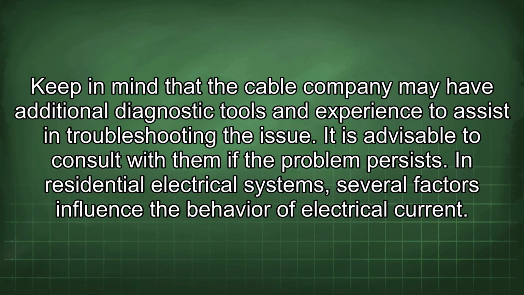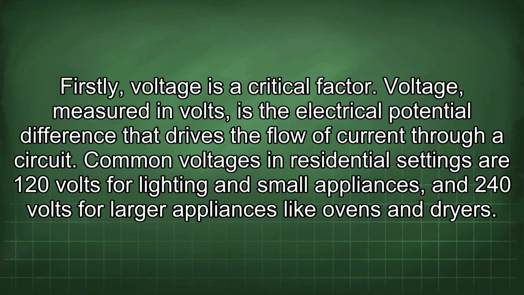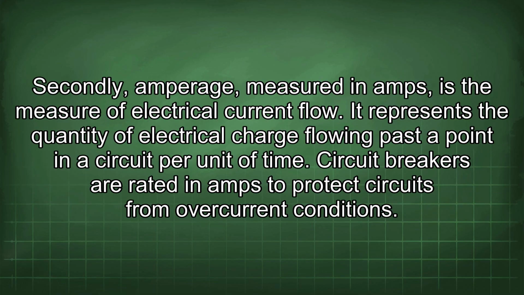In residential electrical systems, several factors influence the behavior of electrical current. Firstly, voltage is a critical factor. Voltage, measured in volts, is the electrical potential difference that drives the flow of current through a circuit. Common voltages in residential settings are 120 volts for lighting and small appliances, and 240 volts for larger appliances like ovens and dryers. Secondly, amperage, measured in amps, is the measure of electrical current flow. It represents the quantity of electrical charge flowing past a point in a circuit per unit of time. Circuit breakers are rated in amps to protect circuits from overcurrent conditions.